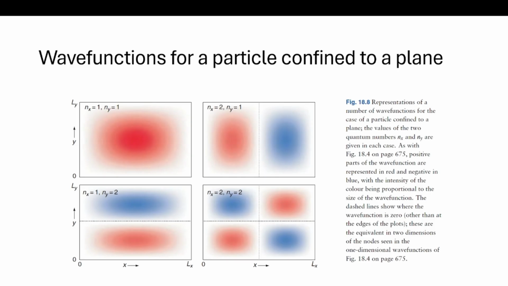And you can see it right here. We have a particle confined to a 2D plane, and instead of having one quantum number, we have two different quantum numbers that dictate the nodes in these wave functions.